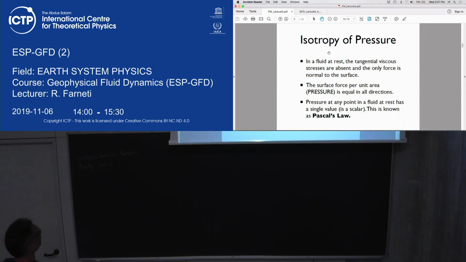And what is a body force in an element of fluid? Body force, in this case, is the weight of the element of fluid. So we're going to take this small element of fluid, and we're going to look at the pressure inside, at the center of this element of fluid, somewhere here.